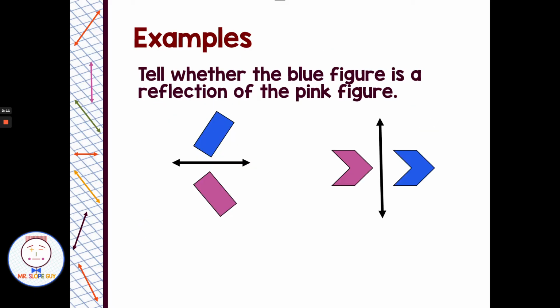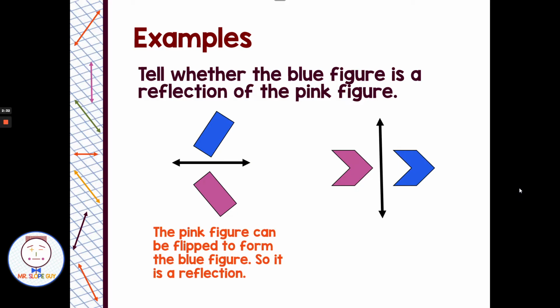So tell whether the blue figure is a reflection of the pink figure. Well, if I take this pink rectangle and I flip it over this line, it is a reflection. This point that's closest stays the closest. The point furthest away when it flips over is furthest away on the blue. So I would say that is a good example of reflection. The pink figure can be flipped to form the blue figure, so it's a reflection.